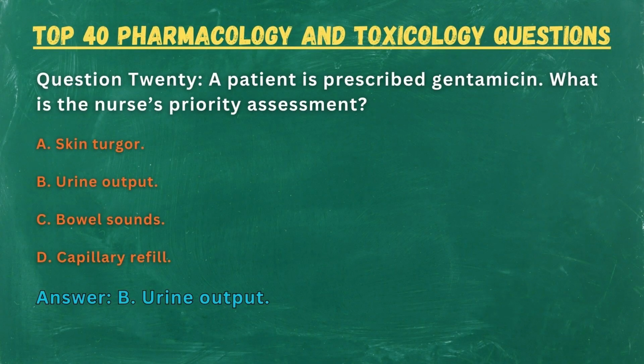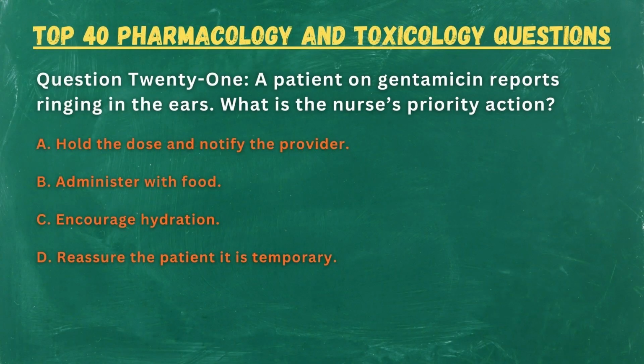Answer: B. Urine output. Question 21. A patient on gentamicin reports ringing in the ears. What is the nurse's priority action? A. Hold the dose and notify the provider. B. Administer with food. C. Encourage hydration. D. Reassure the patient it is temporary.